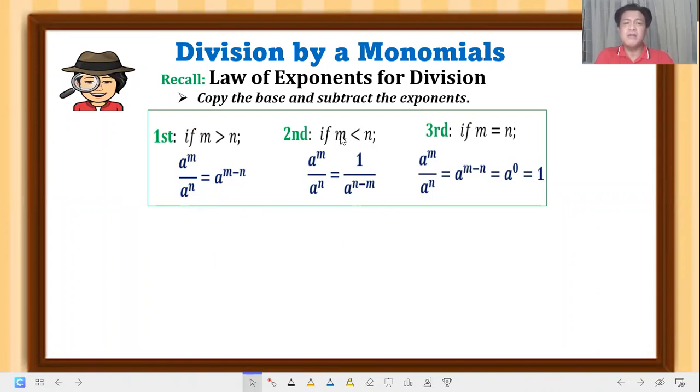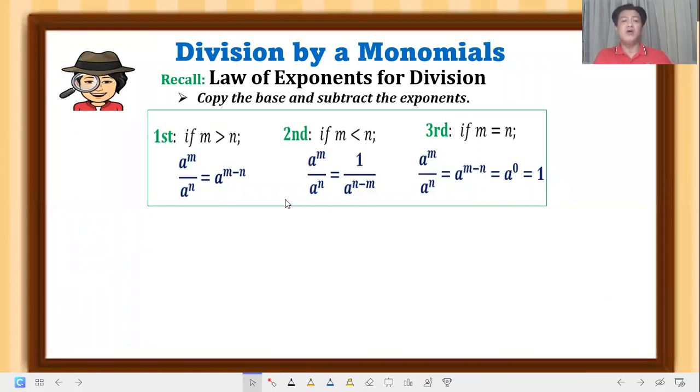Kung ang exponent naman natin na nasa numerator ay mas maliit kaysa kay denominator, okay, magre-reverse po tayo, or we call that reciprocal, no? Kaya nagkaroon siya ng 1 over, okay, babalik na rin natin, n minus m, kasi nga mas malaki yung nasa ilalim or denominator na exponent. Okay, so kung ang exponent naman natin ay parehas lang yung exponent ng numerator at denominator, okay, siyempre magiging 0 na yan. Kaya a raised to 0, and take note, any number raised to 0 is 1.